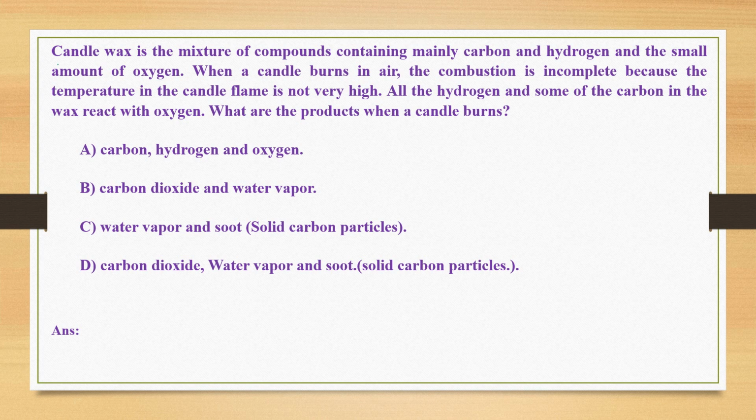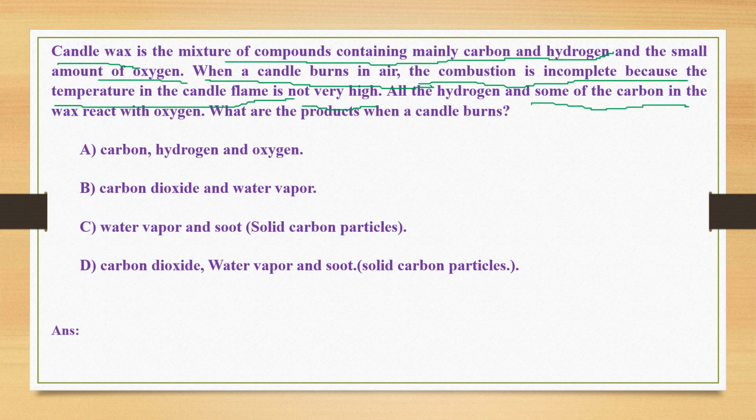Next one is: candle wax is a mixture of compounds containing mainly carbon and hydrogen and a small amount of oxygen. When a candle burns in air, the combustion is incomplete because the temperature in the candle flame is not very high. All the hydrogen and some of the carbon in the wax react with oxygen. What are the products when a candle burns? Naturally, they form carbon dioxide and water.